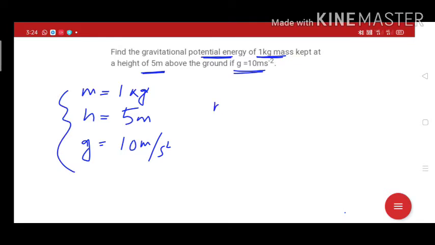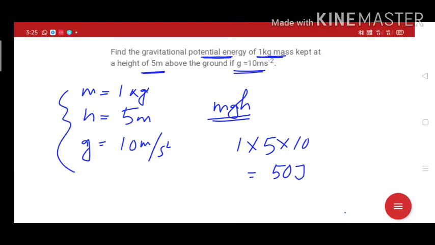So we can directly calculate the potential energy, that is mgh. So 1 into 5 into 10, that is going to be 50. As it is about energy, the unit will be joule. The second one is also a very basic question. So we are moving to the third question.